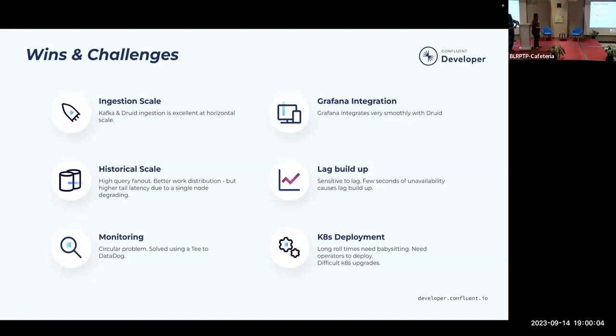Another problem is monitoring this whole pipeline which Ratish showed, right? You can't do that because this is the pipeline that lets you monitor it. So there's a circular dependency. How we do that is we have a hotel collector which sends data to Datadog directly. And the last part is because all of this is deployed in Kubernetes, and the Druid operator is not as stable as we would like it to be. So we are hesitant to use that in production.